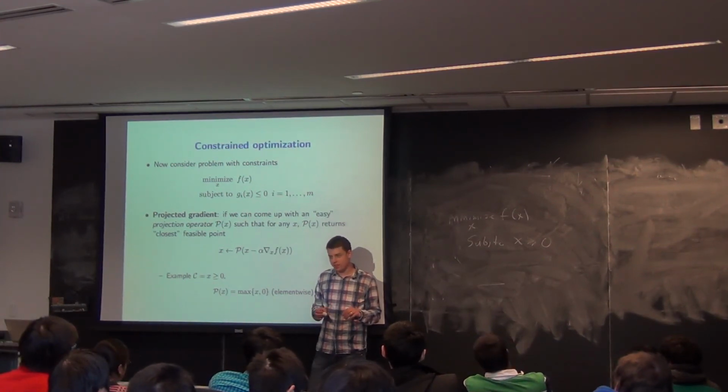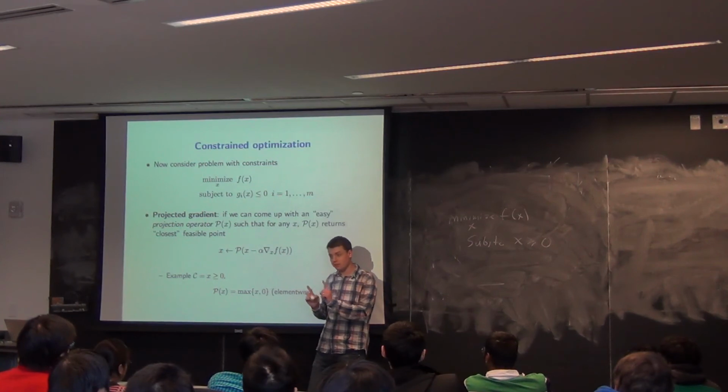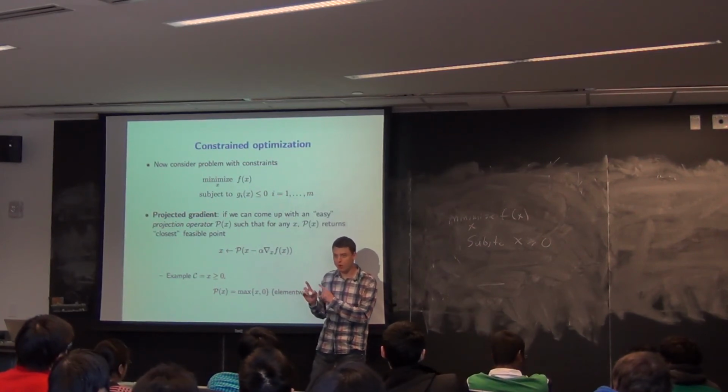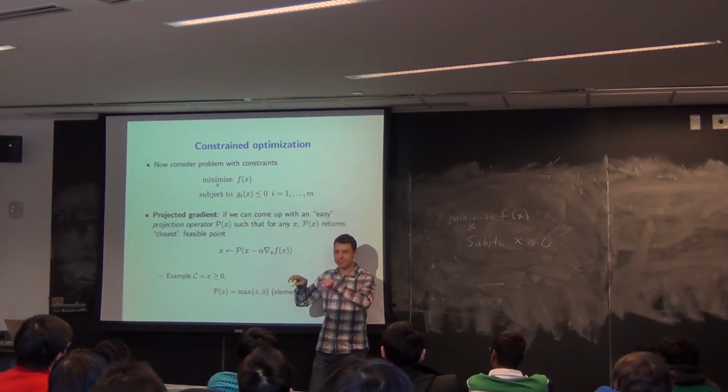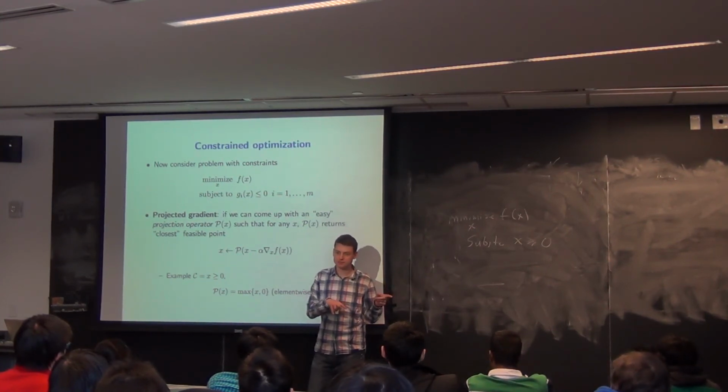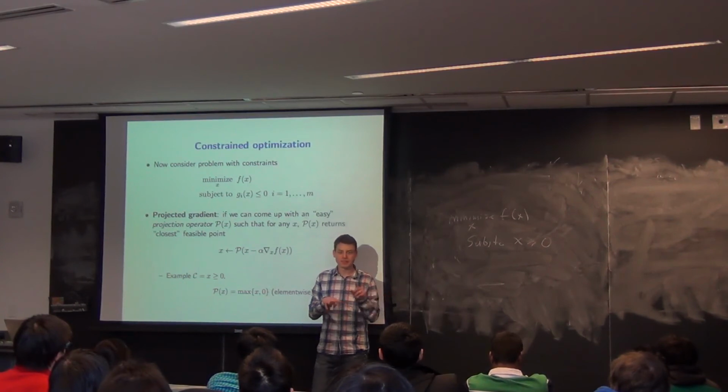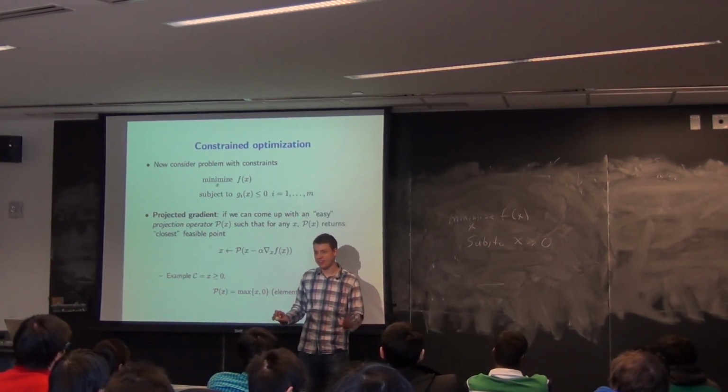So you can't always do this, but when you can do it, it can be very efficient because you just need to write one more line of code in your gradient method. You just take this thing and project it onto the feasible set. But again, it's not always possible to do that easily.